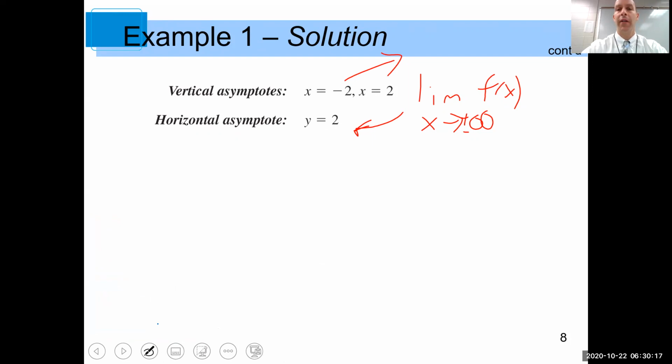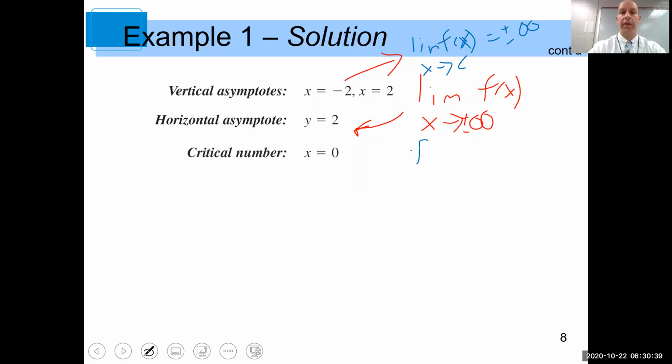This is when the limit of the function as x goes to some value, I'll call it c, is equal to plus or minus infinity. That's how we define it. This is going way back to chapter 1 in our book. So let's continue on. Critical numbers, that's where you set the first derivative equal to 0 or it is undefined. Again, this is a review from chapter 3.